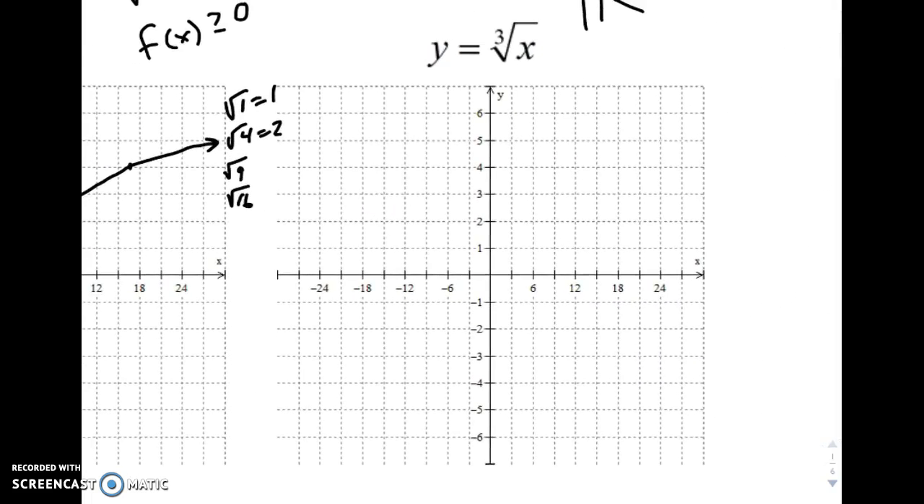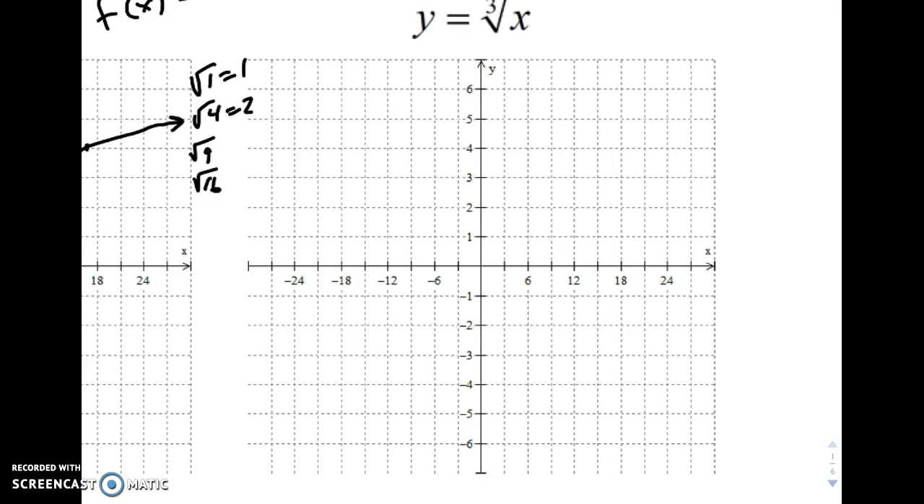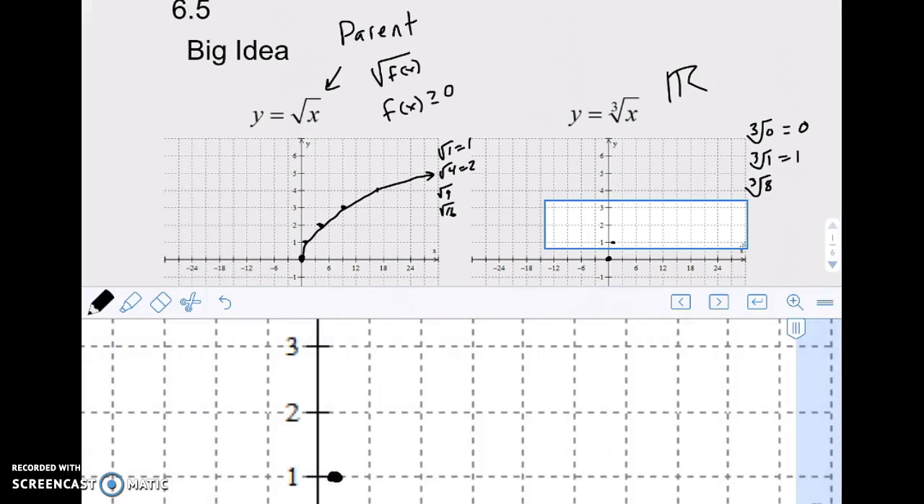Cube root, on the other hand, does go in both directions, and it follows similarly, but cube roots are just a little bit slower to grow. So obviously the cube root of 0 we know is 0, so we'll have that coordinate 0, 0 here. The cube root of 1 is positive 1, so over 1, up 1. The next one, though, is the cube root of 8. So you have to go all the way over to 8 just to get up to 2.